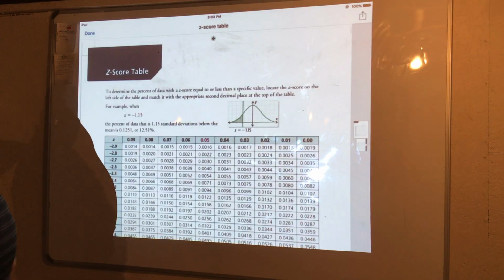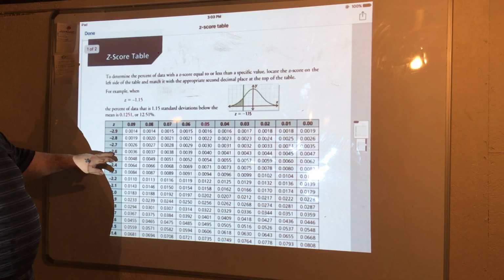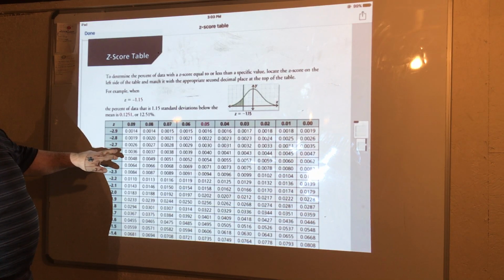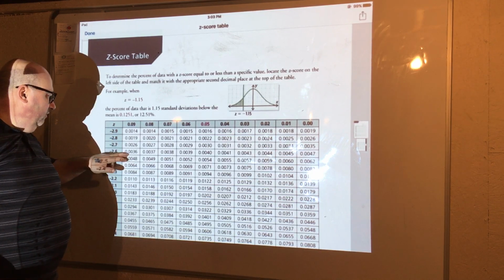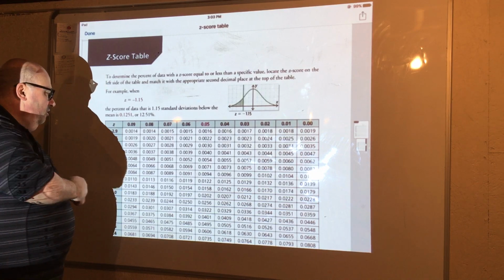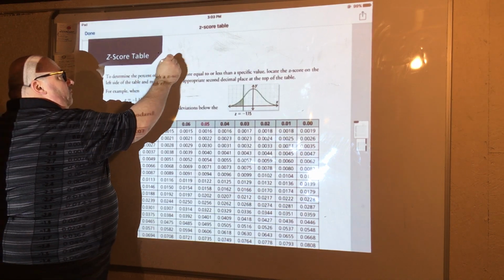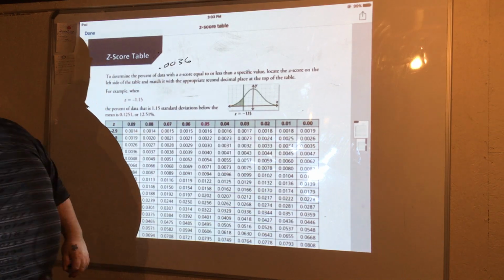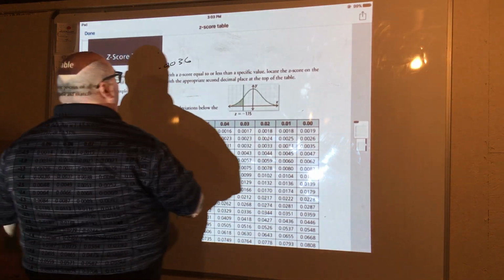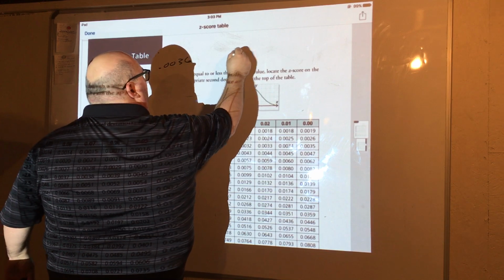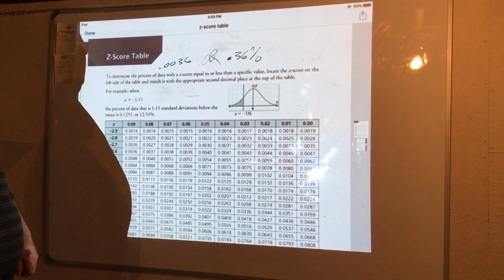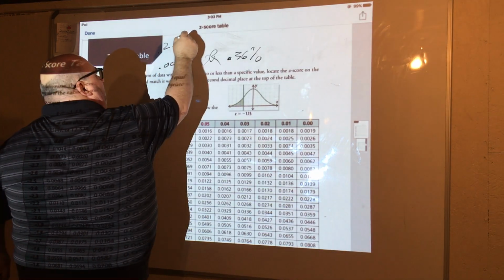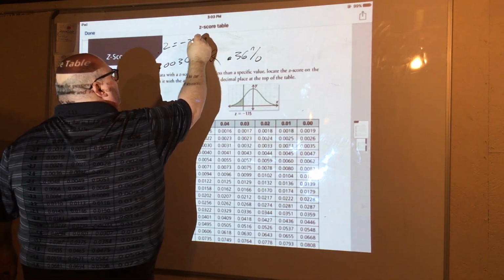Okay. So negative 2.6. There's negative 2.6. Now our third digit is the 9, so we need to go to the 0.09 part, and we're just going to follow this along. All right? So we get 0.0036, right? Which if we multiply that by 100, what do we get? 0.36%, right?